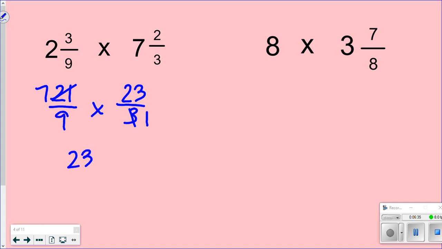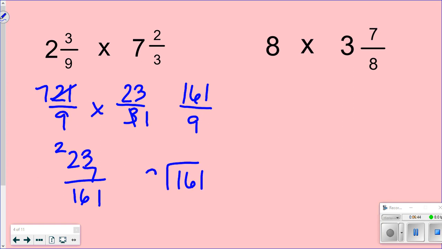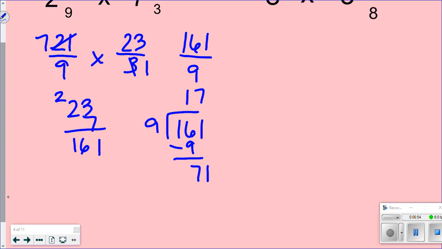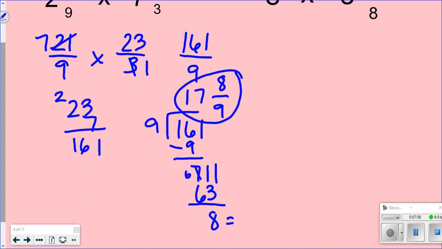So 23 times 7, 14, 15, 16, it'd be 161 over 9. 9 times 1 is 9. This would be a time where we have to find a mixed number. Goes in 7 times. Okay, let's see. 9 times 7 is 63. 11, 10, 9, 8. My remainder is my numerator, and this is my denominator. So that's the answer for this one.